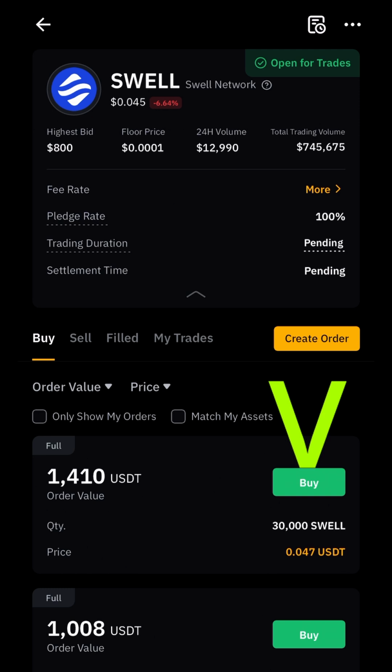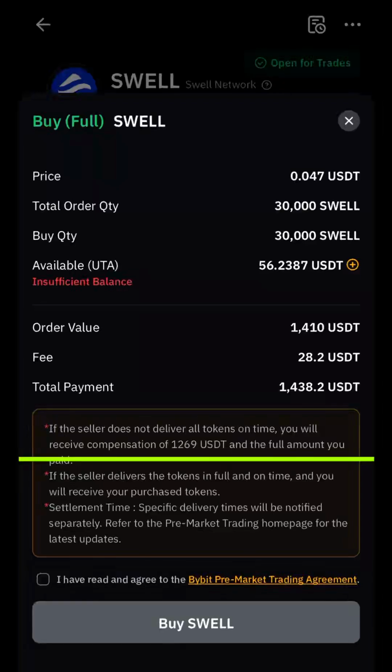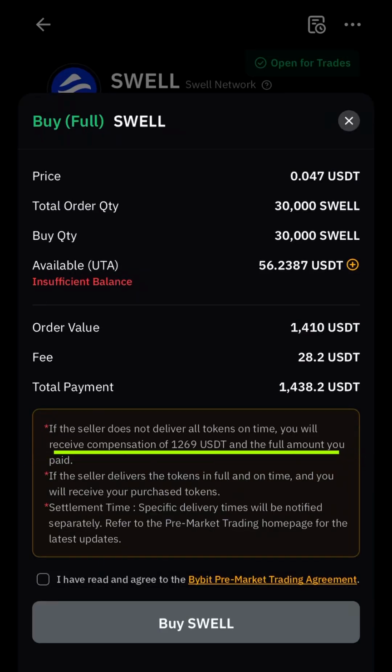And to buy tokens, I need to push Buy. Okay, and here we can see the price and the total order. In this order, I can buy 30,000 SWELL. Below you can also see the order value, how many USDT it costs, and the fee. The fee is 2%. And there is also information that if the seller does not deliver all tokens on time, we will receive compensation and the full amount which we paid. I just need to click here, I have read and agreed, and Buy SWELL.